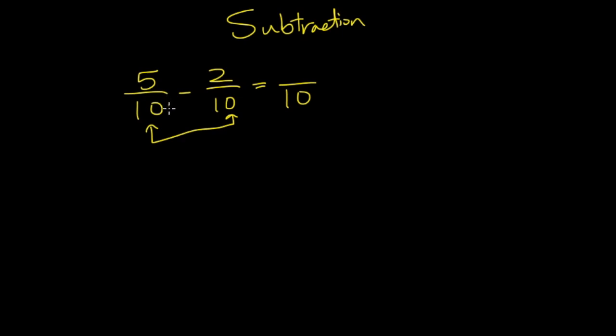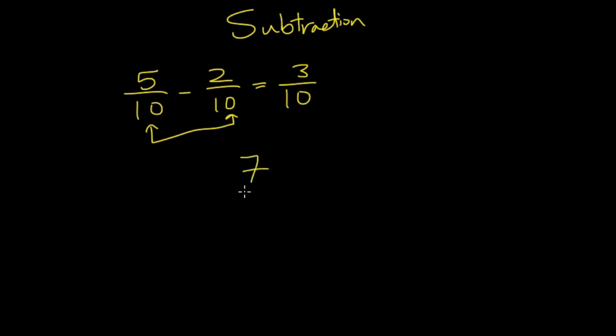And then the only difference between the subtraction and the addition is that the operation for the numerators, the 5 and the 2, is going to be subtracting. So here I'm going to do 5 minus 2. That's going to leave me with 3. So the final answer is 3 over 10. Let's do some more examples.